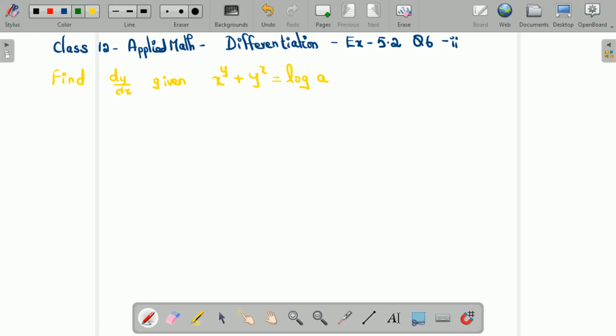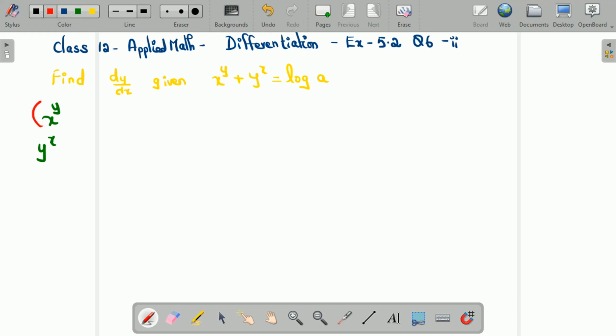In this video, let's find the solution for the second subdivision in sixth question from exercise 5.2. The question is: find dy by dx given x^y + y^x = log a. So let's take the first expression x^y. We will differentiate this function separately and then y^x separately. Then we will add it and then find out what is dy by dx.